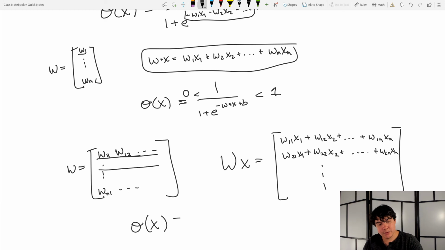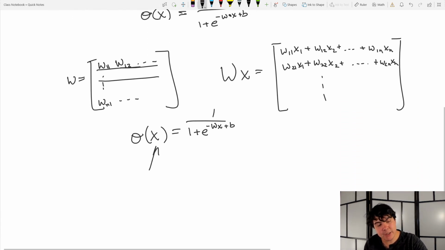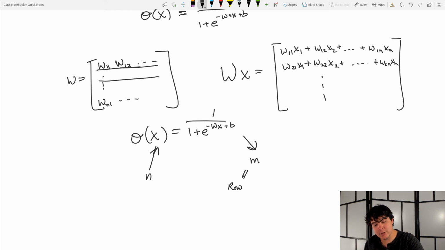If we then write a neuron, which is 1 over 1 plus e to the minus (wx plus b), where wx is matrix multiplication, then this is a function which now takes in n many inputs, and it spits out m many outputs, where m is the number of rows in the matrix. This is what we call a neuron.